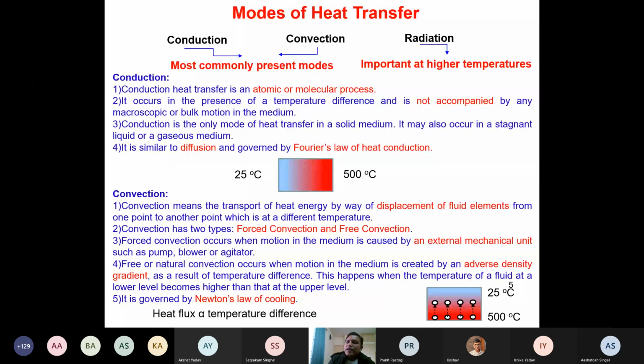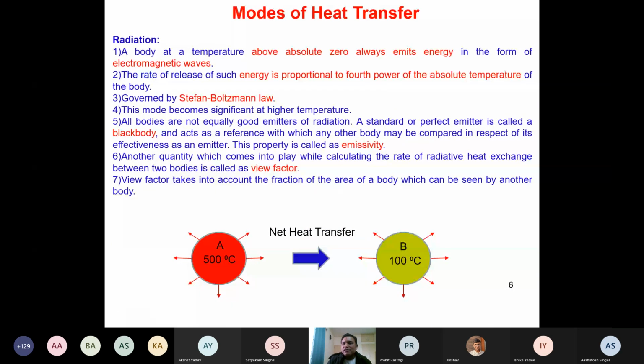Unlike conduction and convection, there is another mode which is radiation. And unlike conduction and convection, the radiation mode does not require a medium for transport of energy or heat. A body at a temperature above absolute zero always emits energy in the form of electromagnetic waves. Here you can see there is a body at 500 degrees Celsius and another body at 100 degrees Celsius. Both are emitting radiation, and the heat transfer is based on the difference between the heat emitted and heat absorbed. So net heat transfer is calculated here.